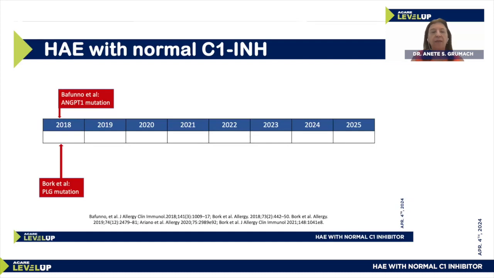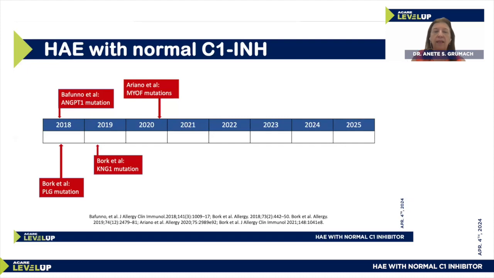After, almost at the same time, we have the description of angiopoietin 1 mutation, which is a little bit different, not only in clinical symptoms, but also where the disease is established. And then we had the description of kininogen 1 mutation by Conrad Bork as well, myoferlin. And it's important to know that these descriptions and these variants described have very few cases. They report families, so we don't have the whole data that we have for plasminogen and factor 12 mutation.